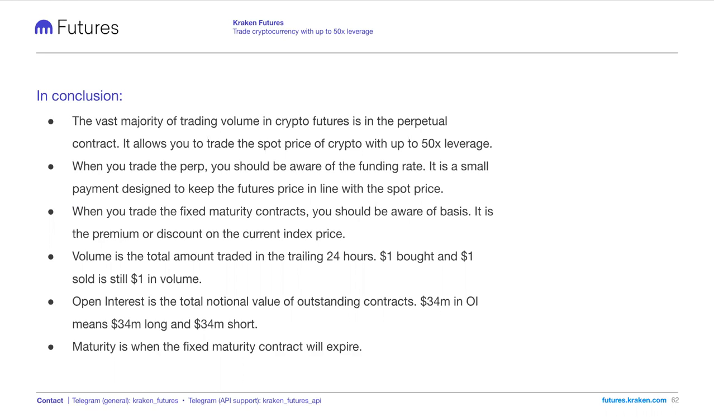Open interest is the total notional value of outstanding contracts. $34 million in open interest means $34 million worth of long and $34 million worth of short. Long and short are always equal to each other. Maturity is when the fixed maturity contract will expire.